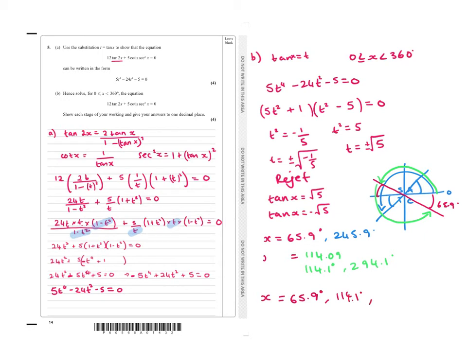Okay, 114.1 degrees, 245.9 degrees, and 294.1 degrees. And as you can see, I put it in ascending order. If you're not sure how to get all of these using the CAST diagram, please refer to a video that I've made previously.